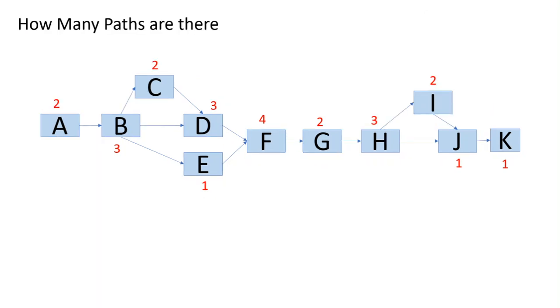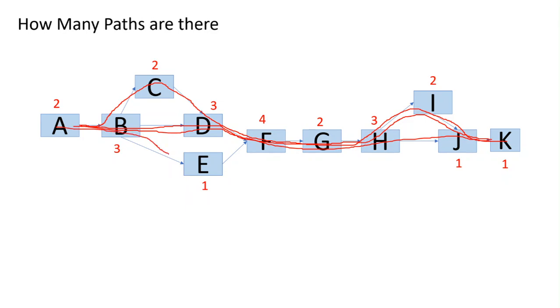Now let us see how many paths are there. If you see, this is one path. If you move here, this is the first path, and then this particular path is the second path, then this particular path is the third path, and then this particular path is the fourth path, and then this particular path is the fifth path. So there are a total of 5 paths in this particular project. Once we have sequenced the activities and assigned the duration to them, we can see there are 5 paths now.